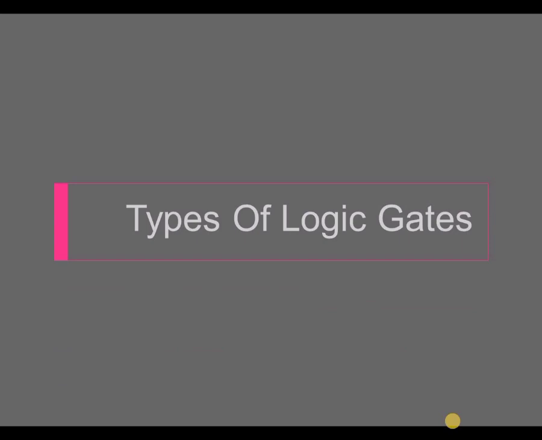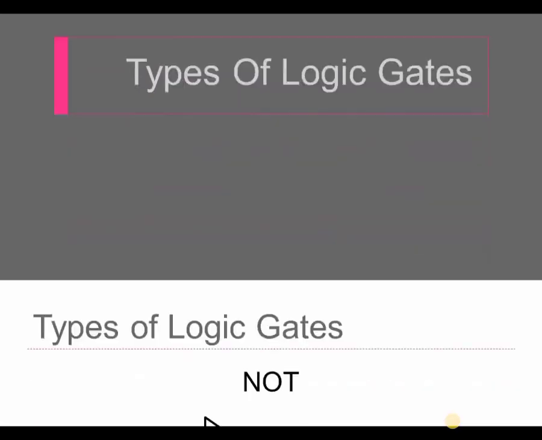So, before we go to the types of logic gates, when a transistor and two resistors are combined, they produce a circuit which behaves in a very special way. This circuit can be represented with its own symbol, and it has an input and an output, and it's known as a NOT gate.